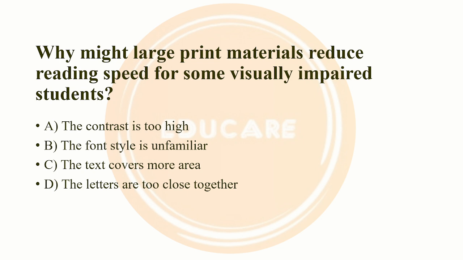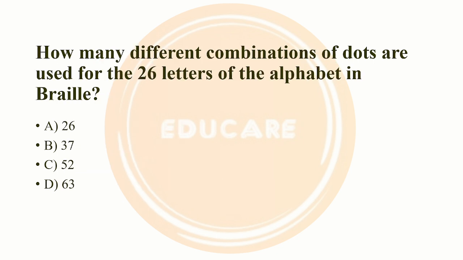Why might large print material reduce reading speed for some visually impaired students? Options: the contrast is too high, the font style is unfamiliar, the text covers more area, the letters are too close together. The answer to this question is option C, that is the text covers more area.